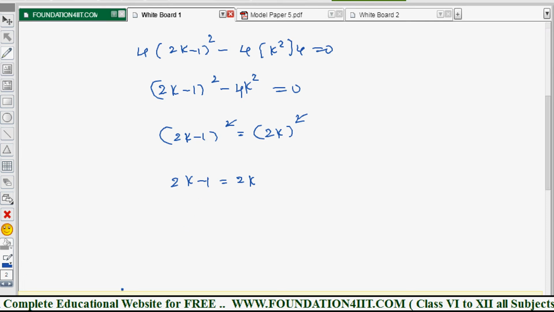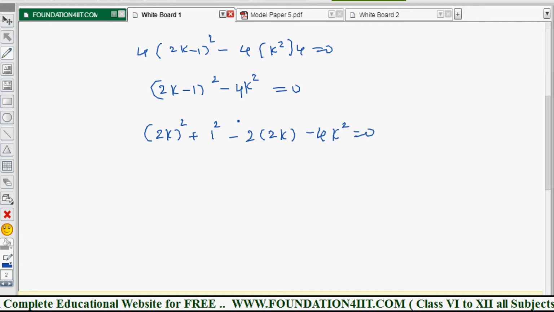So let us take the equations on one side. If you take it like this, you won't get it. So let us take the previous step. You should not cancel the squares on both sides. Then just apply the a minus b whole square formula here, that is a square plus b square minus 2ab. So 2 into 2k and minus 4k square is equal to 0. Just apply the formula. Then this is 4k square plus 1 minus 4k minus 4k square is equal to 0. Now we can cancel minus 4k square plus 4k square.